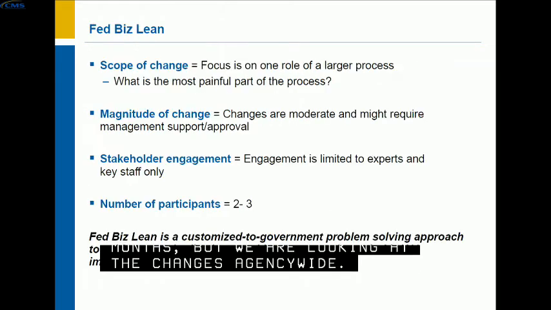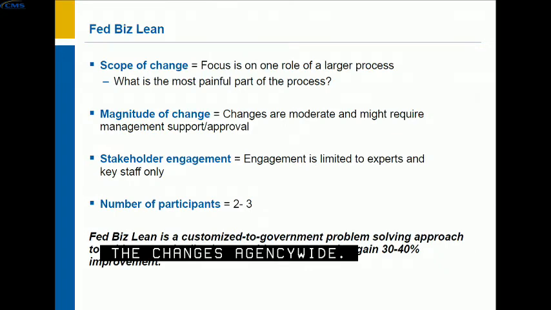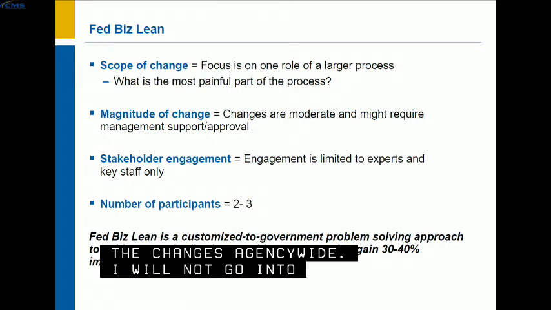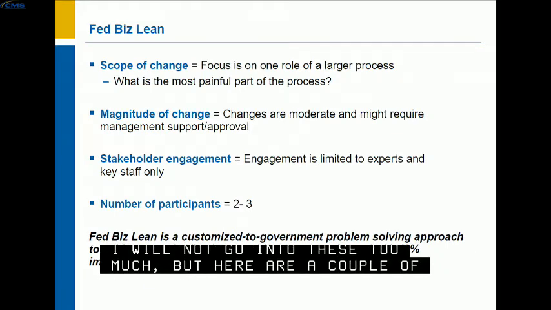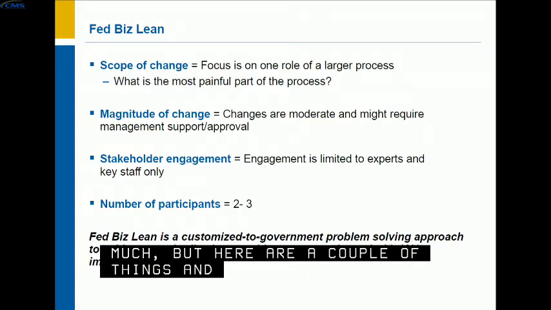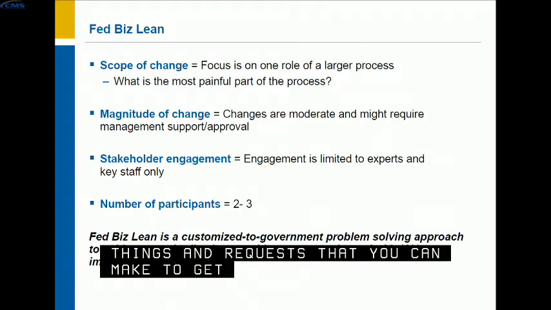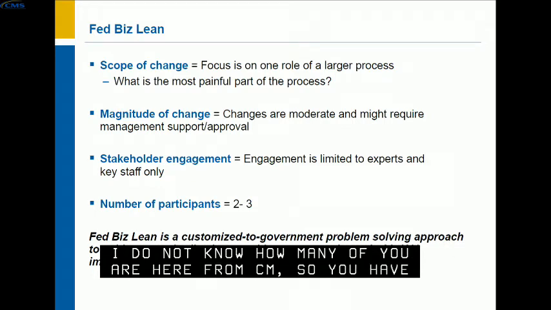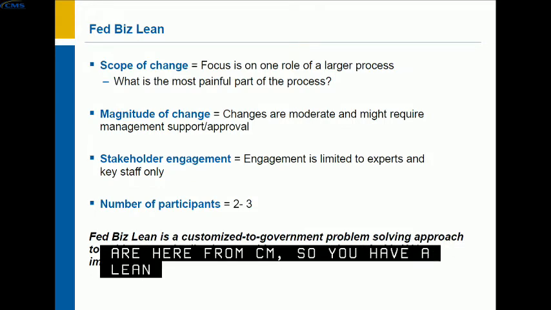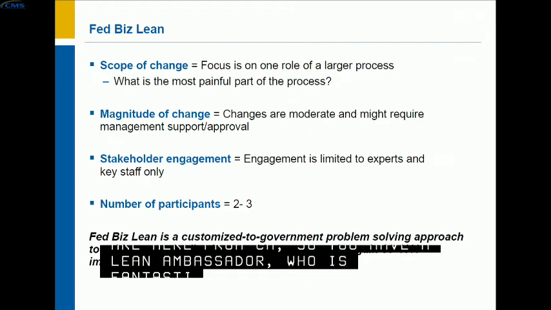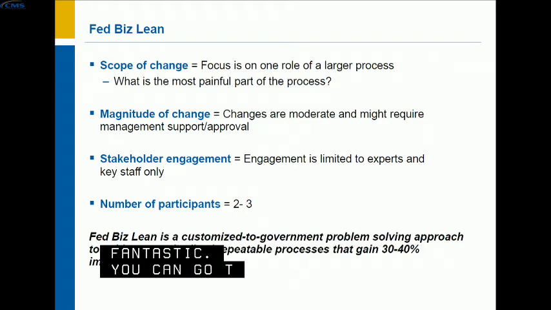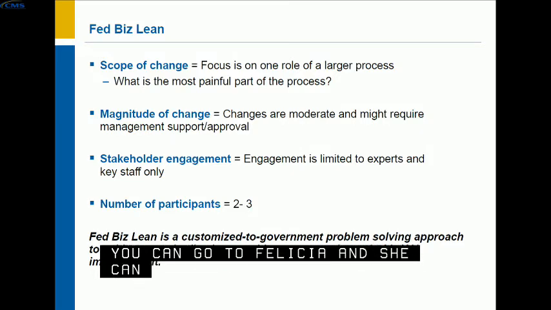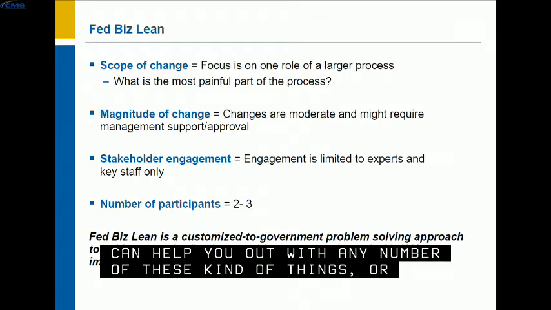But here are a couple of some of the things that you can request and get help with. So I don't know how many of you are here from CM. Are many of you from CM? So you guys have a lean ambassador within CM. Her name is Felicia Rowe. She's fantastic. You can go to Felicia, and she can help you with any number of these kind of things. You can also come to our team, the CISP, the Continuous Improvement and Strategic Planning staff team that are in OA, and we can help you too.